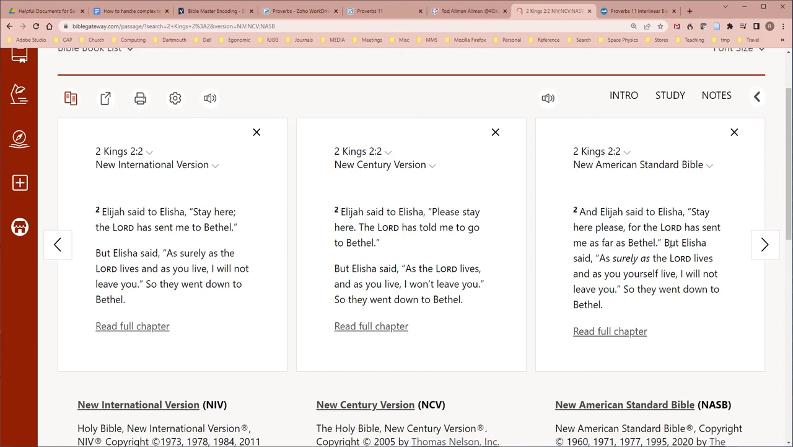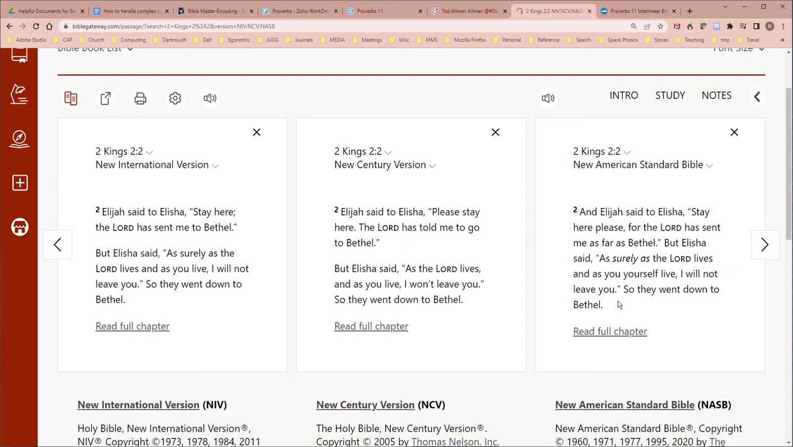And then the NASB says, now notice that the NASB doesn't make a paragraph marker, but we've decided to use the paragraph markings based on NIV. So we are putting a paragraph marker there. So it says, but Elisha said, "As surely as the Lord lives and as you live, I will not leave you." So they went down to Bethel.